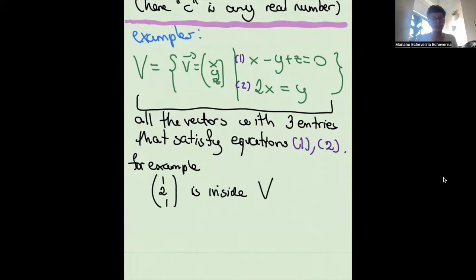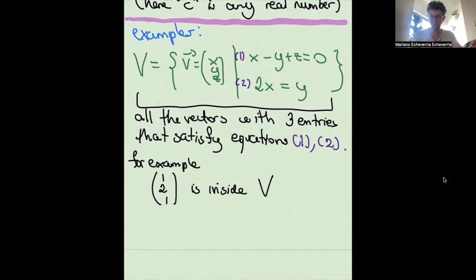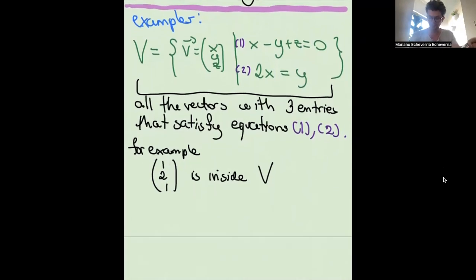first, it's easier to check the second equation first. The y coordinate is twice the x coordinate, right? Because x is 1 here, so y is 2, 2 times 1, so that's fine. And then if you do x plus z, that gives you 2, and you subtract 2, you get 0. Okay, so this vector does satisfy the two equations. So you would say that it is inside this vector space, or that it belongs to the vector space.